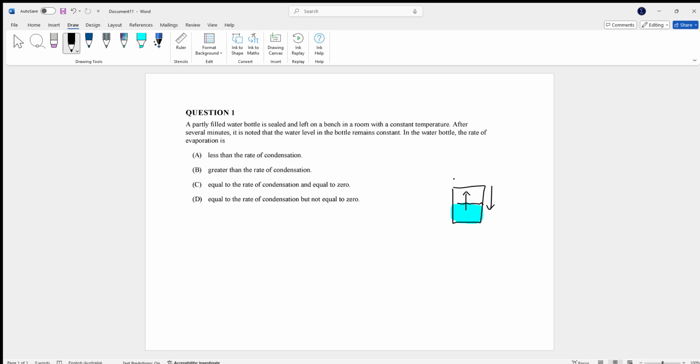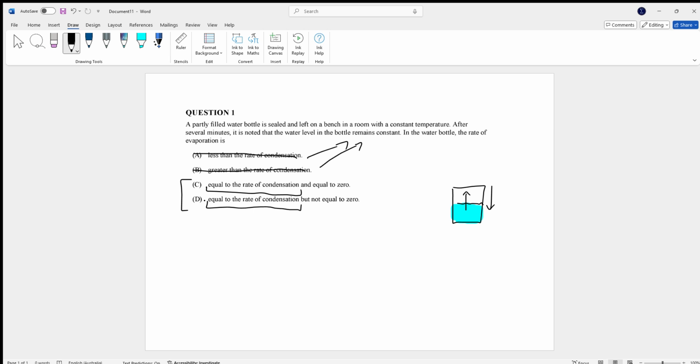So the biggest thing here is the fact that it is between C or D because they say equal to the rate of condensation, so both of them say that. The reason why it's not A or B is because if it was less than the rate of condensation, then the water would evaporate and it wouldn't be a constant. Same with this one, greater than the rate of condensation. These ones here would not keep the water constant, so they break that condition there. Okay.